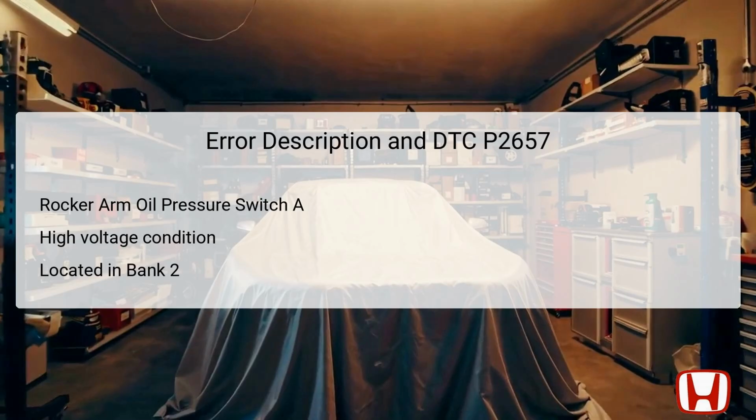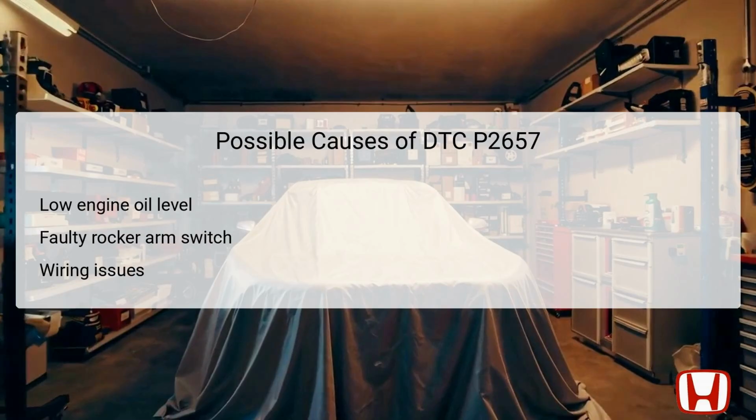This switch is instrumental in controlling the variable valve timing (VVT) system, which adjusts the timing of the engine's valves for optimized performance. If the switch detects high voltage, it may indicate a circuit issue, possibly due to faulty wiring or a malfunctioning switch. Its location on the cylinder head ensures that it can accurately monitor the oil pressure as it affects the valve operation. Given that this DTC can impact overall engine performance, it is crucial to address it promptly to ensure the vehicle operates efficiently. Several factors can lead to the activation of the P2657 code.